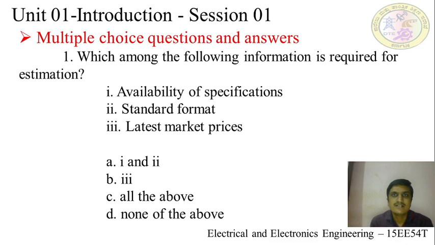Anyone answer? Anybody can answer? The answer is C, all the above. The above three, what are all these three? Availability of specifications, standard format, latest market prices. These three are required while preparing the estimation.